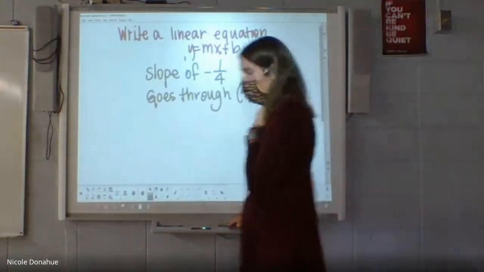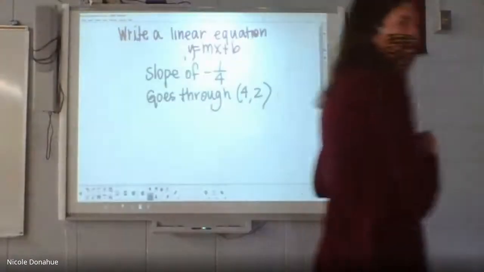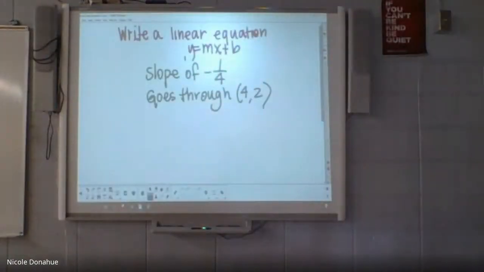Try this one. So slope of -1/4, and it goes through (4, 2). I'll tell you guys right now, the number works out nice though. It should work out nicely, hopefully, if you do your math correctly.